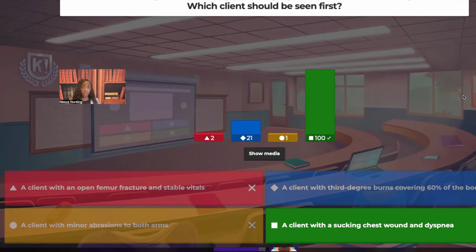You're going to go to them first. Who would you go to secondly after that patient with the chest wound and dyspnea on the live? Who would you go to secondly?